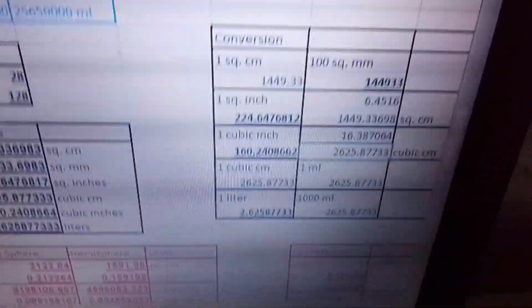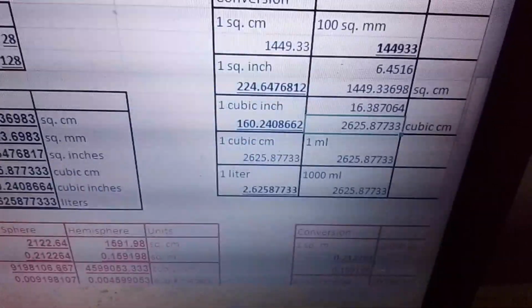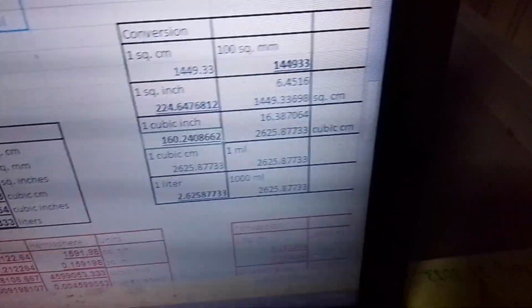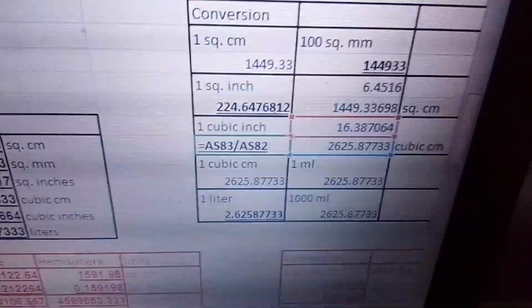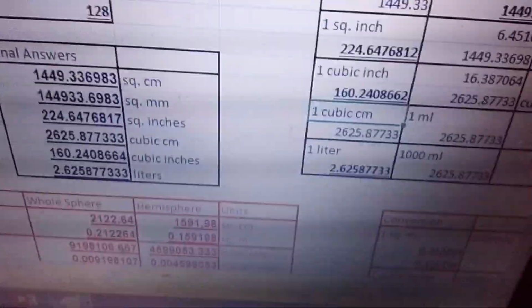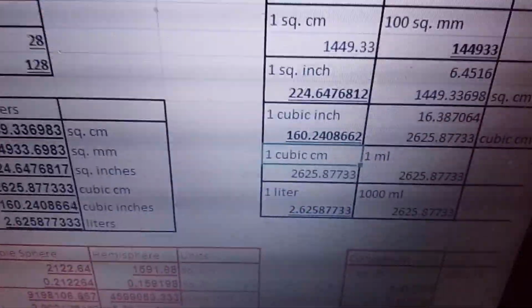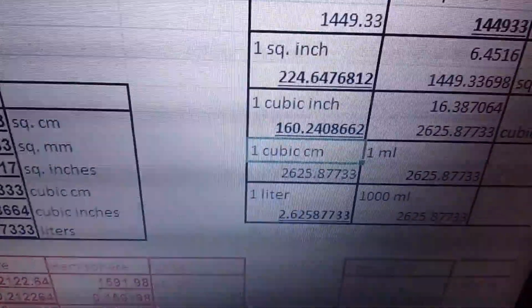16.38. Then, remember the answer that we got? 2,625. We divided on both sides. So, we should get, what's the answer? We divide these two numbers together, right? Naka-blue yung first number, naka-red yung second number. Divide the two numbers together, we should get 160.240 cubic inches. Okay? Now, that's our answer.